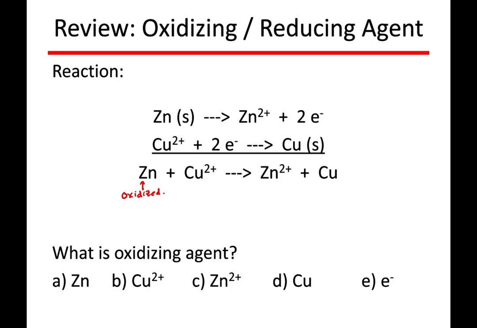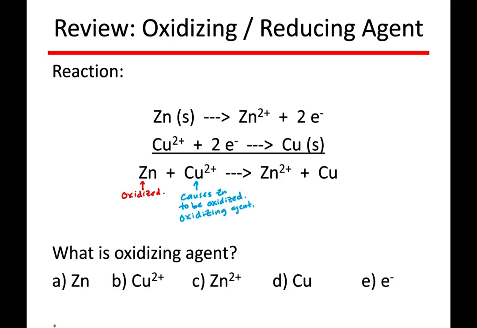So we look at the reaction and we see what is reacting with the zinc to make it oxidized. And that would be the Cu2+. This is the agent that is responsible for oxidizing the zinc. All right, so Cu2+ is the oxidizing agent.